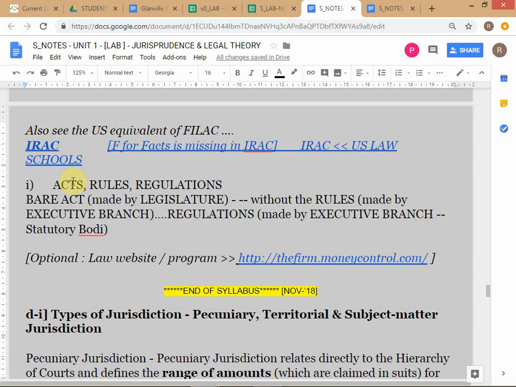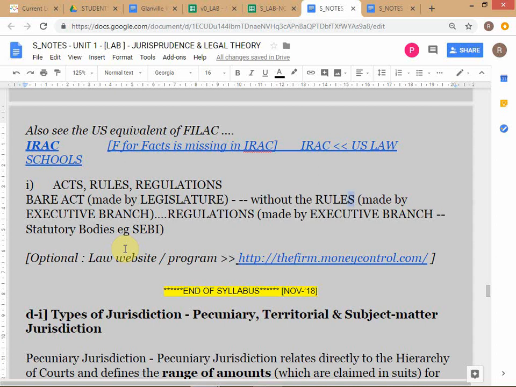Okay, slightly, although they are actually bound to follow the overall directions under the executive branch also. So these we call statutory bodies. Example, SEBI.